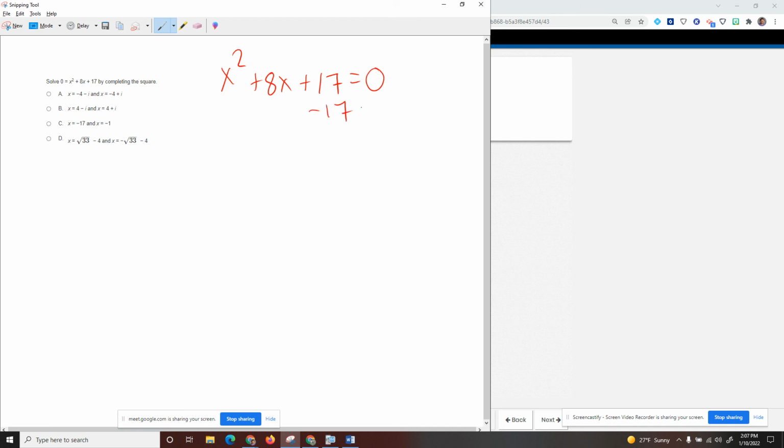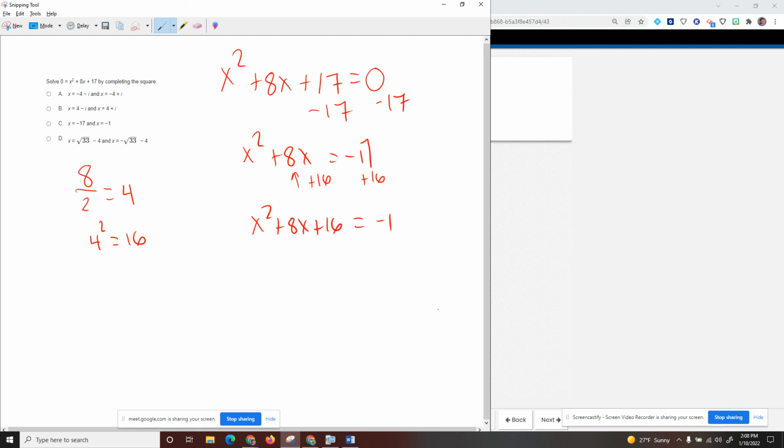So the first thing I'm going to do is subtract that 17 to the other side. I get x squared plus 8x equals negative 17. I'm going to complete the square based off of that 8. Whatever the b value is is how you complete the square. So you take that number, in our case it's 8, divide it by 2 and you get 4. Then you take that 4 and square it and you get 16. So 16 is what you're going to add to each side to complete the square. So now you've got x squared plus 8x plus 16 equals negative 1.